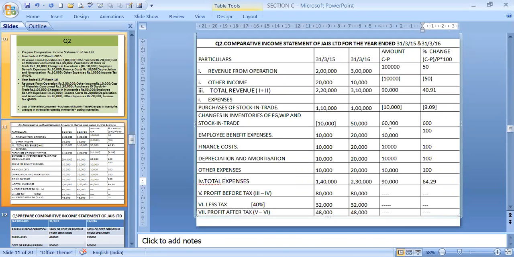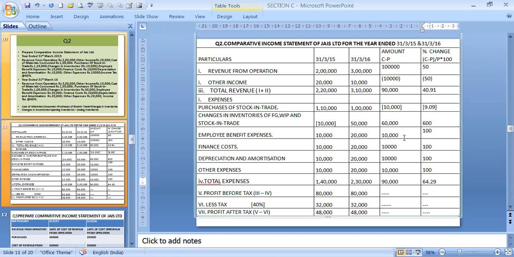Now see, 60,000 divided by 10,000 into 100. You don't consider minus 10,000 here, so that your answer comes in negative. Don't take it the mathematical way. As absolute change is positive, this percentage change is positive. Am I clear? If absolute change is positive, your percentage change will also be positive. 60,000 by 10,000 into 100 is 600.